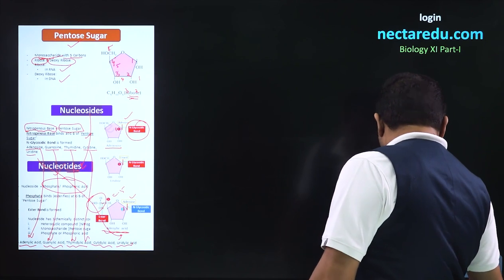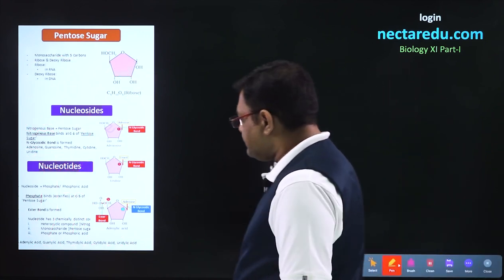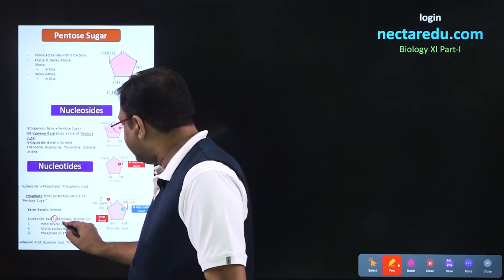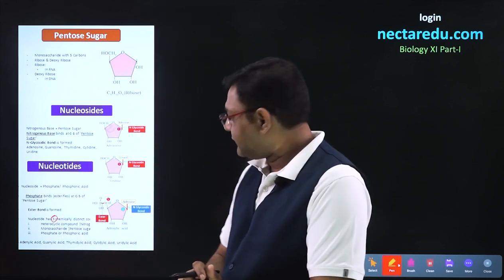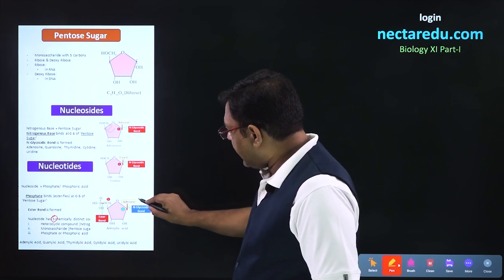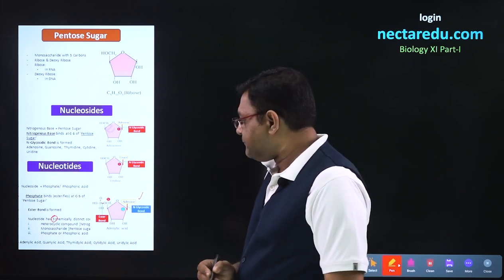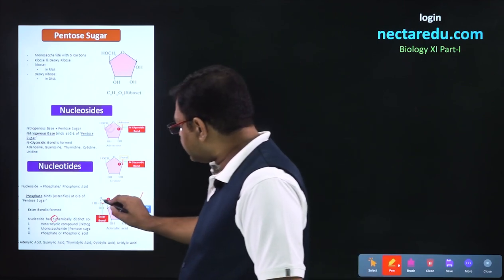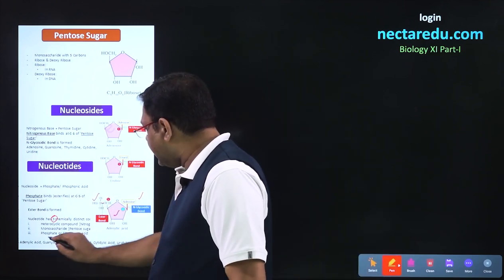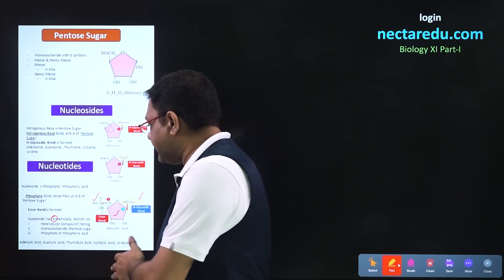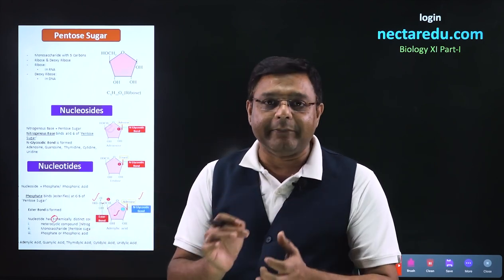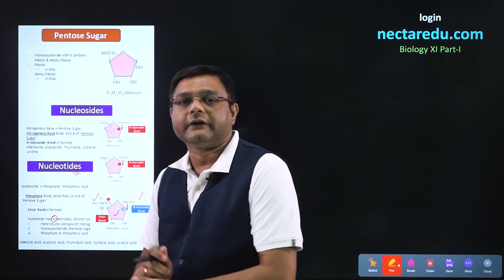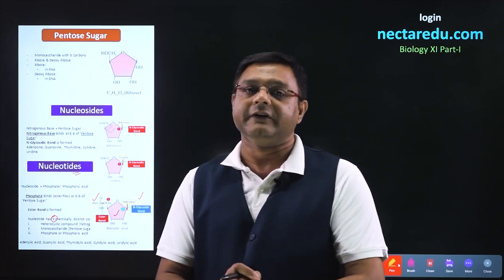If we see the structure of a nucleotide, overall this structure has 3 chemically distinct entities. There was a nitrogenous base, there was a pentose sugar, and the third group added here is phosphate or phosphoric acid. So these 3 chemically distinct entities together form the nucleotides, which are monomers of nucleic acids.